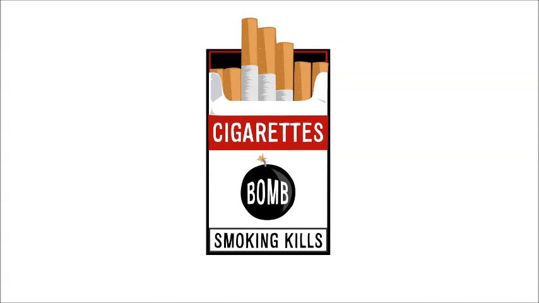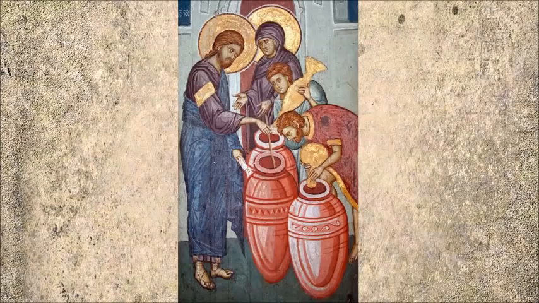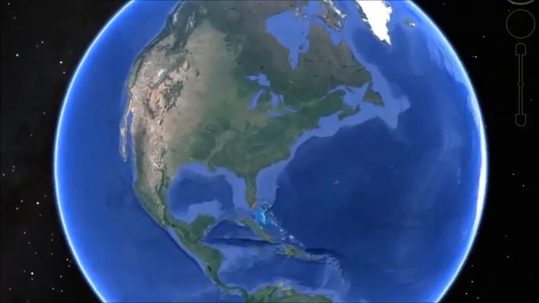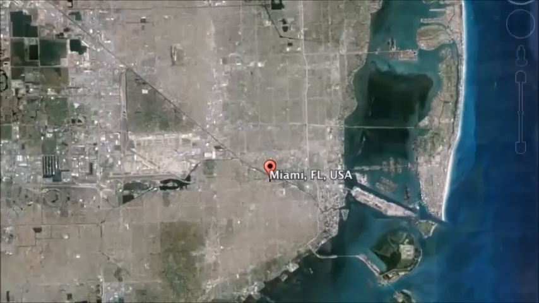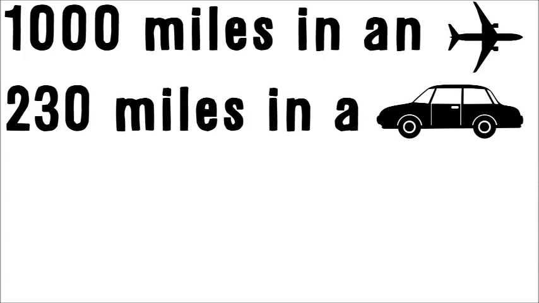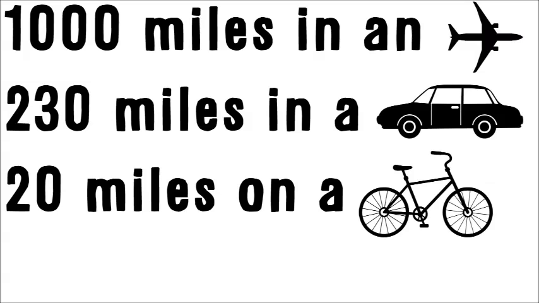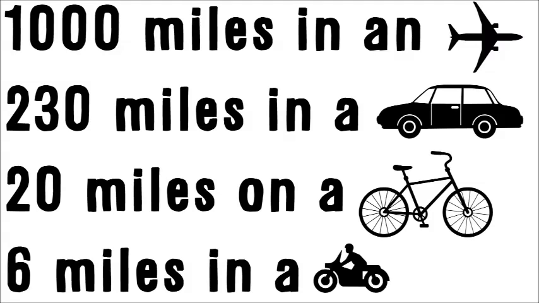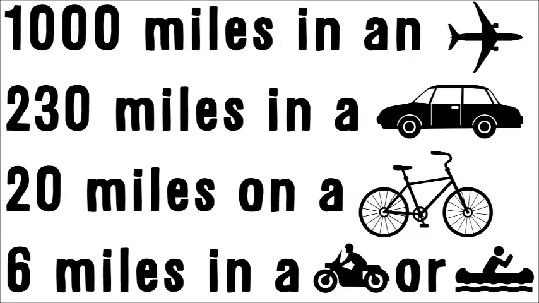It's been estimated that you gain 1 micromort for every half liter of wine you drink, every year you spend drinking Miami tap water, every 1,000 miles you fly in a jet plane, every 230 miles you travel by car, every 20 miles you travel by bicycle, and every 6 miles you travel by motorcycle or canoe.